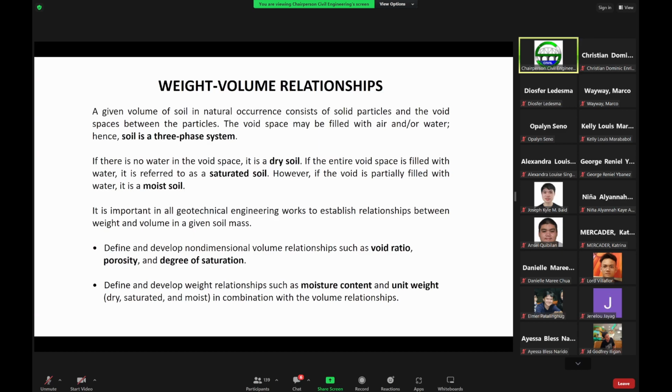We also need to define and develop weight relationships, such as the moisture content and the unit weight, wherein the unit weight may be the dry unit weight, saturated unit weight, or moist unit weight, depending on the conditions of the soil below the ground, in combination with the volume relationships. Let's try to define these terms further in the next slides.